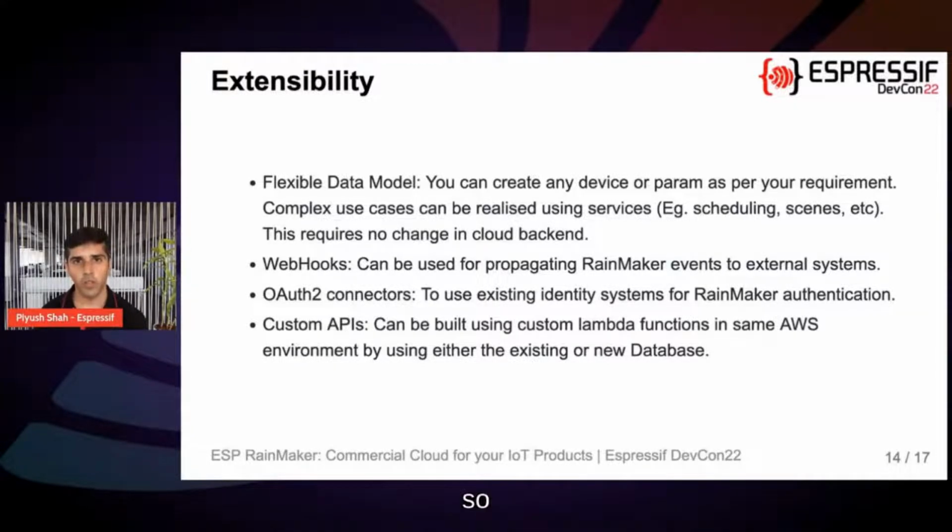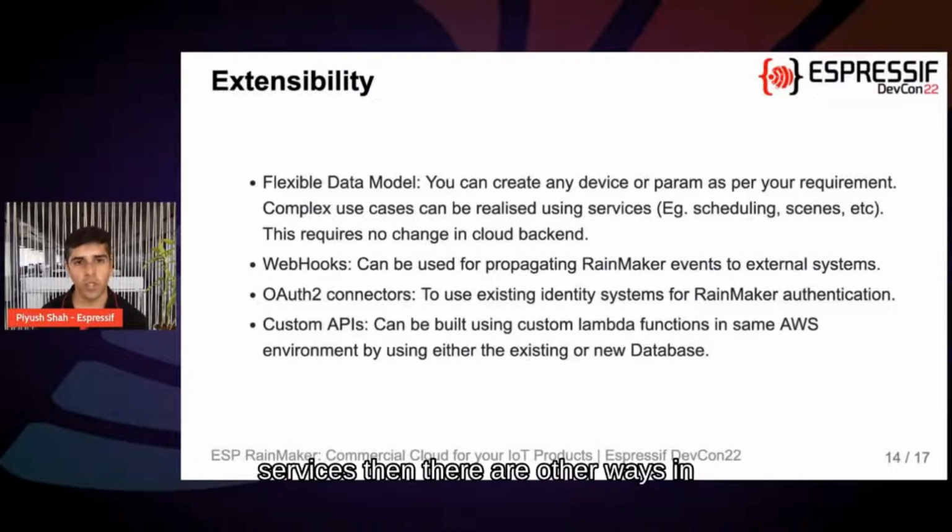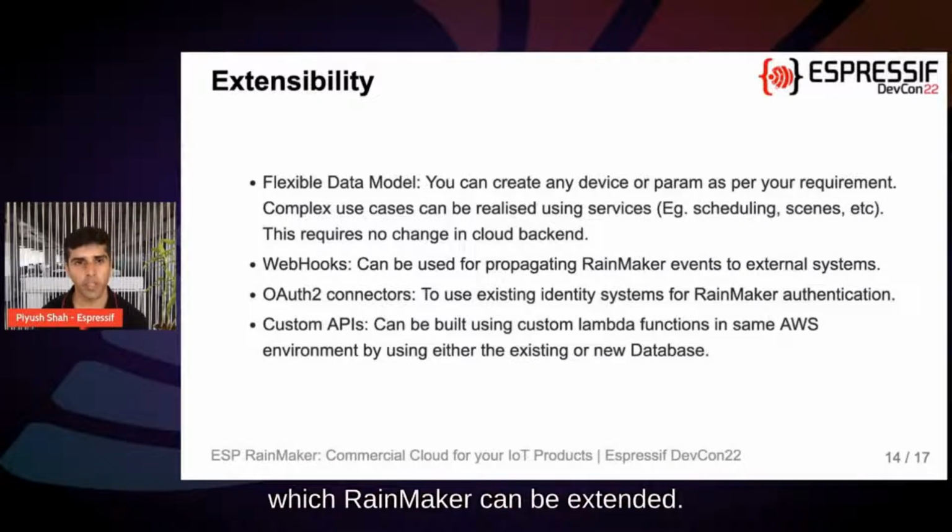So you can extend it easily because the firmware is in your control and the phone apps adapt automatically. If you are well versed with the cloud services, then there are other ways in which RainMaker can be extended. First is webhooks. It can be used for propagating RainMaker events to external systems.